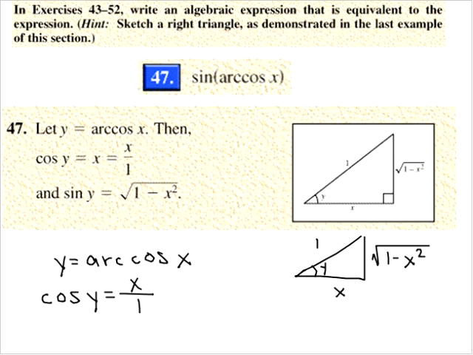All right, now using my triangle, I can find sine of y. And sine is opposite, so the square root of 1 minus x squared over hypotenuse, which is 1. So it looks like sine y is just the square root of 1 minus x squared.